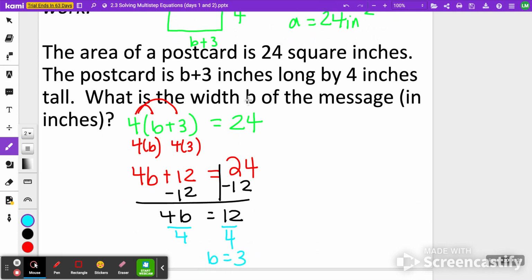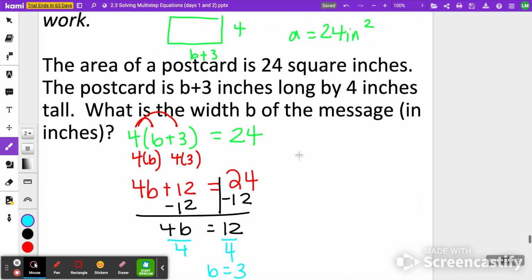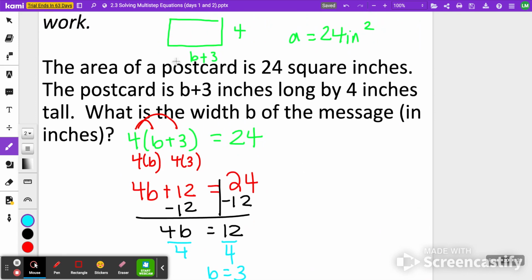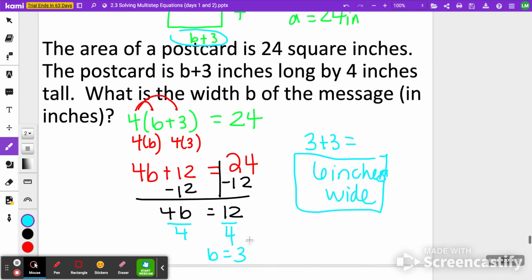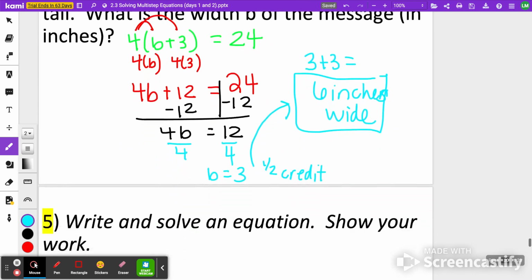What is the width B of the message in inches? So the width, again, is this B plus 3. I'm not just asking for what B is equal to, I'm actually asking what is the width of that. So it should be 3 plus 3, which is equal to 6 inches wide. Okay, this would be an example of a test question. If you just solved for letter B, we would give you half credit here. So you want to make sure that you're reading the entire question to get your full credit and plugging it in for how actually long or wide that postcard is.